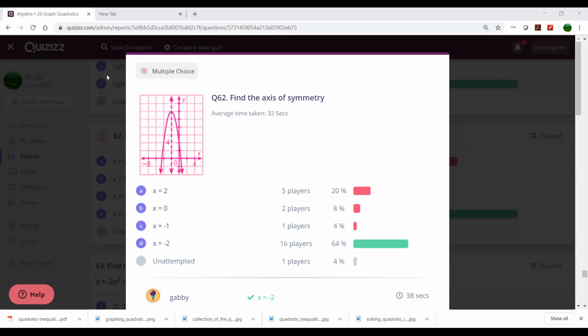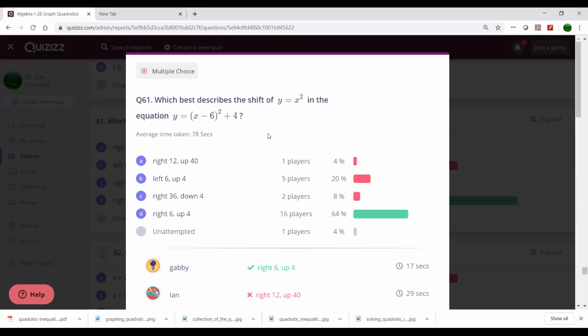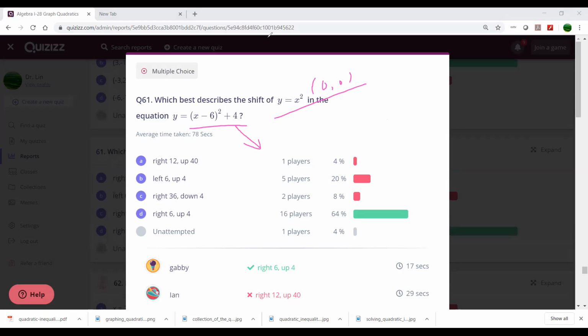Okay, let's go to the next one. So all the equations are still the same, like this one. This one is close to what we did in 69 in the review. So the parent of the quadratic equation is this one. The vertex is (0, 0) for this one. The vertex for this one is (6, 4), right?